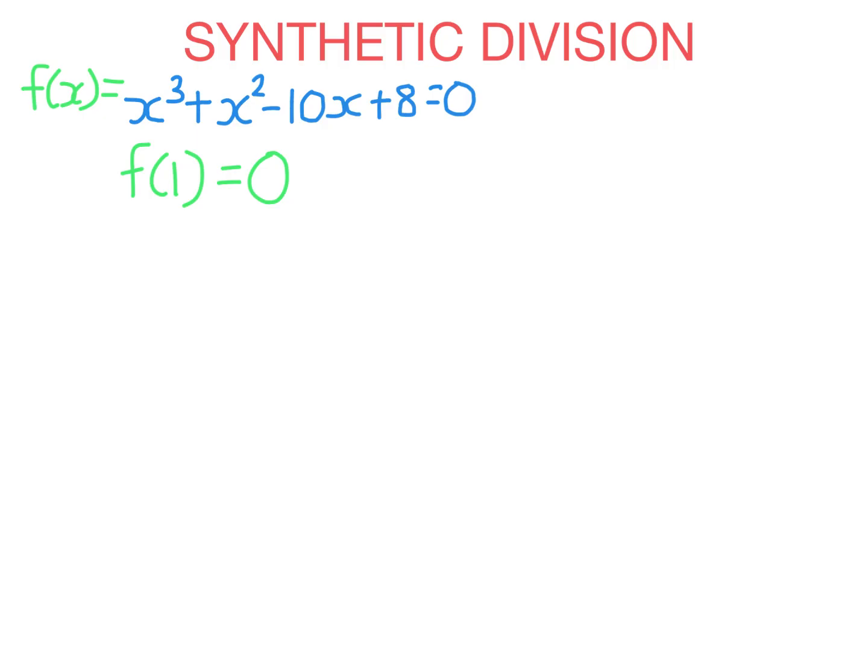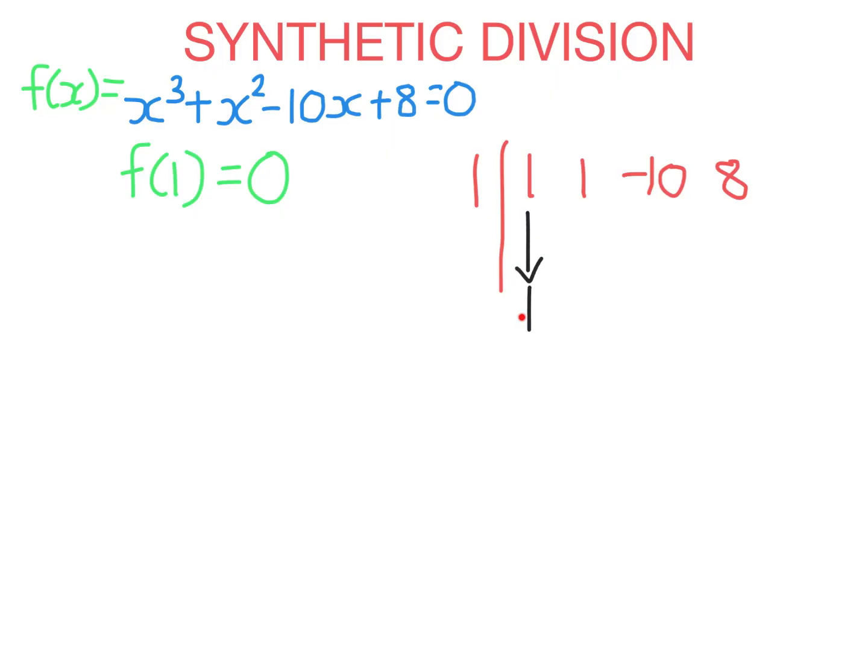For synthetic division, you use the root. We write it here, that's 1. And what we do is we write the coefficients of the original polynomial. So they are 1x cubed, 1x squared, negative 10x, and 8. People often find synthetic division much easier because you don't have to write all the x's. So what we do is we first bring down this first term, 1.